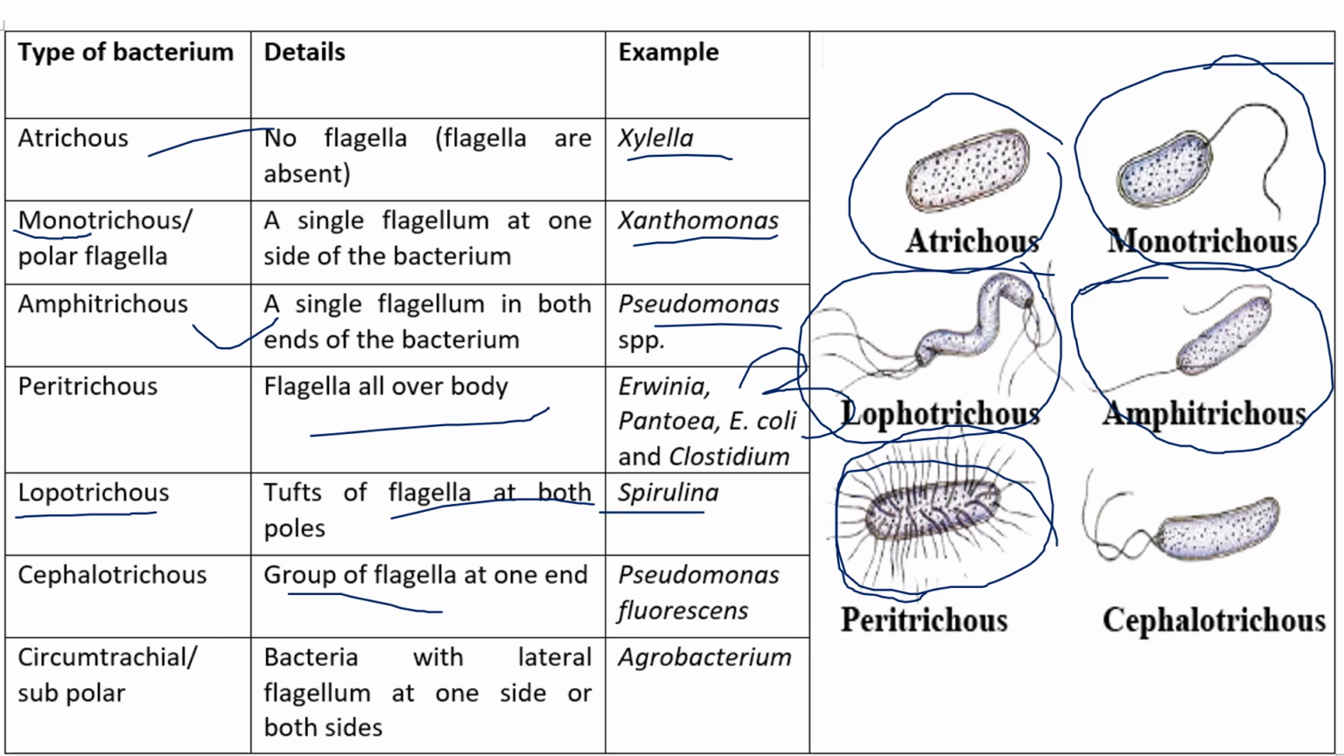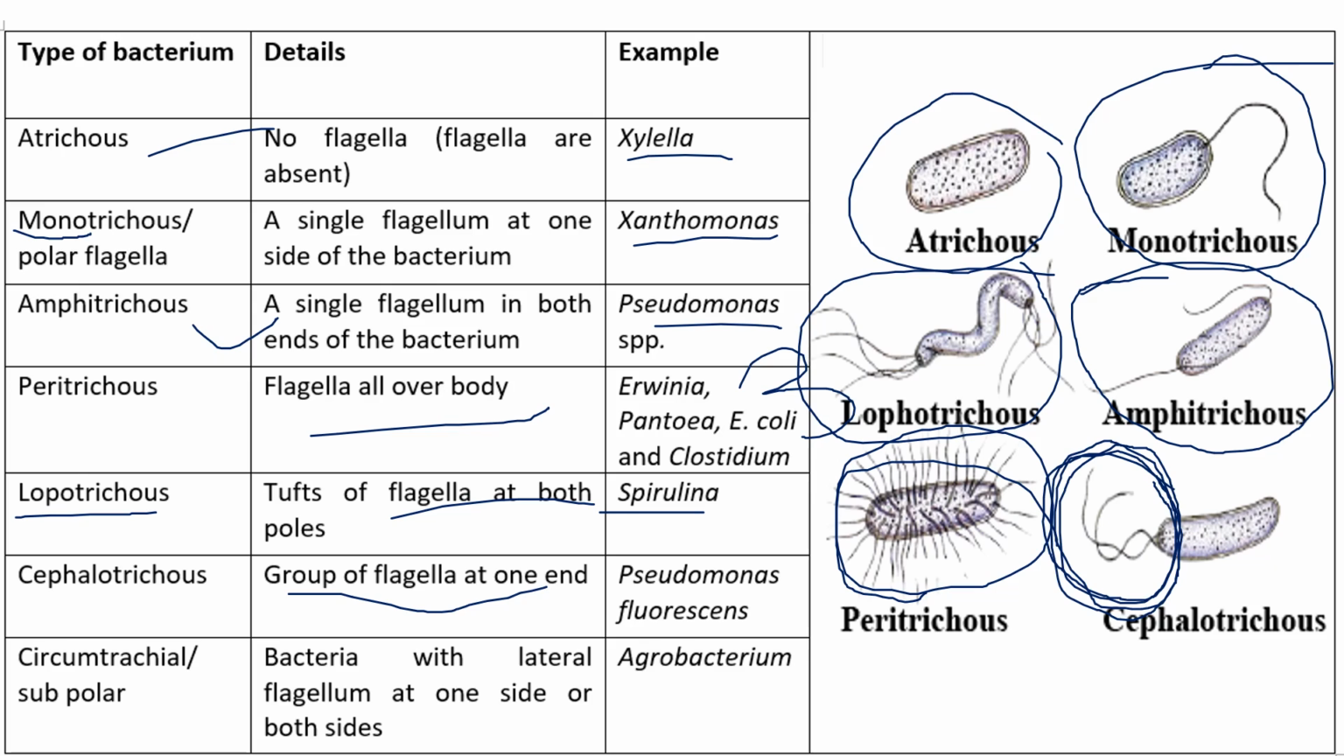Cephalotrichous, a group of flagella at one end. We can see here in cephalotrichous. Cephalo means head. So for head, hair is present at only one side, right? So like that you can remember. So cephalo means generally head-like structure. So for a head, we have hair at only one direction. So in cephalotrichous kind of flagella, tufts of flagella or multiple number of flagella are present at only one side. Best example is Pseudomonas fluorescens.